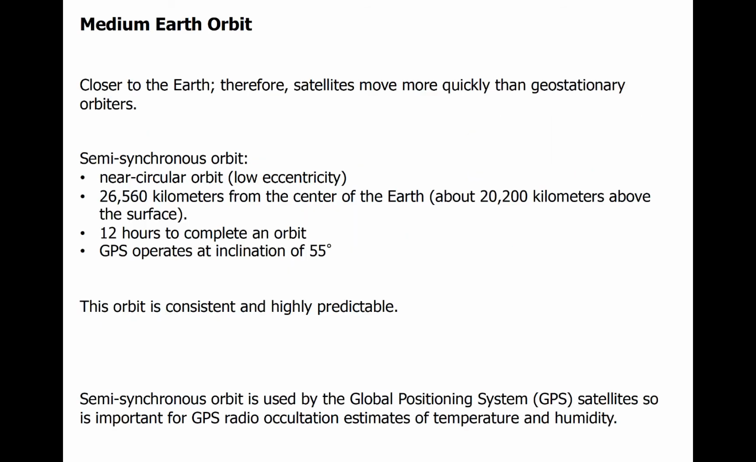Satellites in semi-synchronous orbit move more quickly than those in geostationary orbit and complete one revolution every 12 hours. The primary use for semi-synchronous orbit discussed in this class is data derived from GPS satellite constellations. GPS operates at an inclination of about 55 degrees, and GPS radio occultation is used to derive profiles of temperature and humidity in the atmosphere.